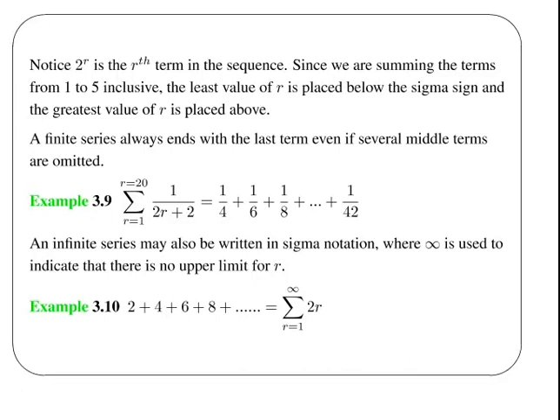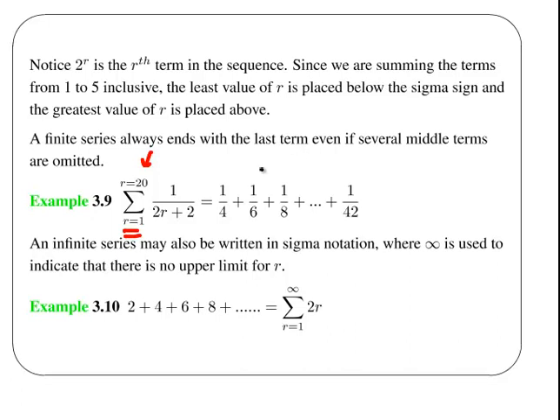So 2 to the power of r would be the rth term, where r is some integer. It would be the rth term, so like 4th, 5th, 6th, or something like that, in the sequence. But since we're summing up all the terms from 1 to 5 inclusive, the least value of r is placed below the sigma sign. And the greatest value of r is placed above it. A finite series always ends with the last term, even if the middle terms are omitted.